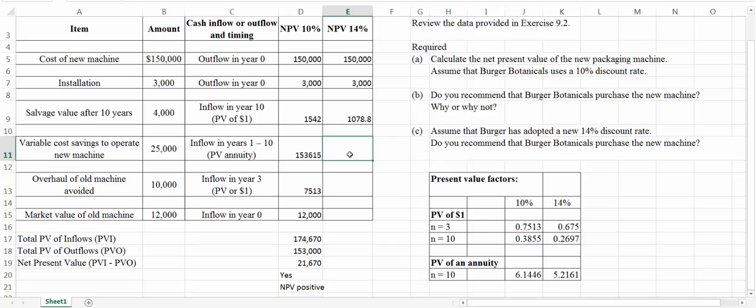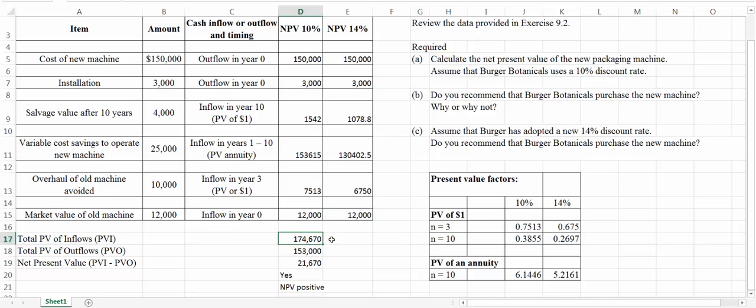Next, the variable cost savings is going to be equal to 25,000 times, remember this is an annuity, present value of an annuity, 14% for 10 periods. So that's going to give us the 130. The overhaul of the old machine will be equal to 10,000 times the present value factor at 14%. The n is 3, so that's going to be that. Oops, I did that wrong. That's equal to 10,000 times that. Okay, 6,750. And then finally, the market value of the old machine stays the same.